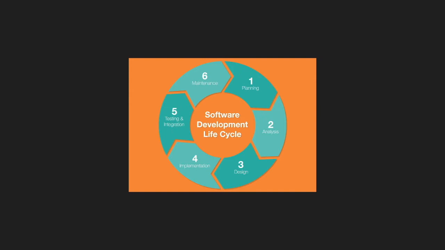So there's six steps to the software development cycle. There is, first of all, planning, analysis, design, implementation, testing, and maintenance. So we don't have to do any maintenance because this is just a one-time thing, but let's go over each of these steps. So the planning is basically just understanding the problem.